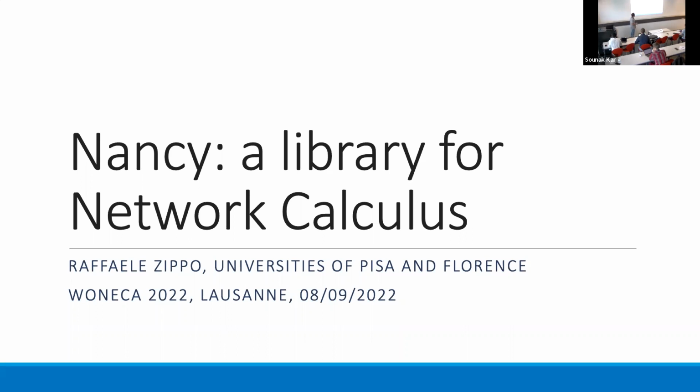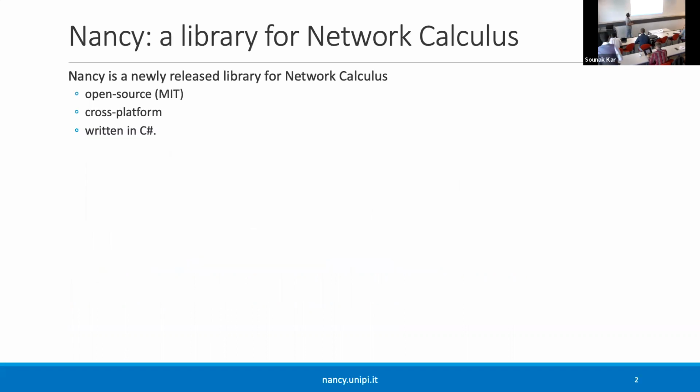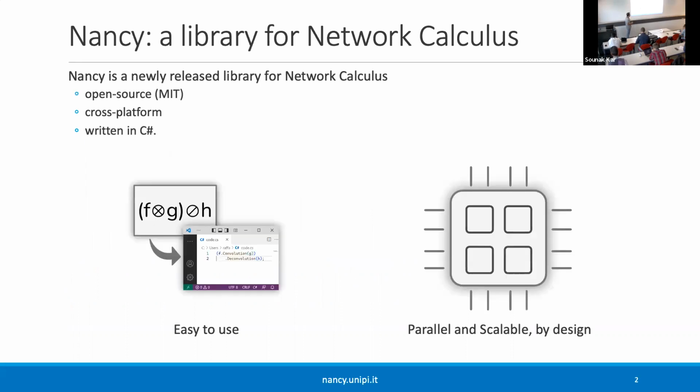So thank you. I will be presenting Nancy. As the title suggests, this is a library for network calculus. It was recently released as open source and cross-platform. It's written in C# and its main design goals are to be easy to use, meaning that you can easily translate your mathematical expressions into code and run it, and to be parallel, efficient, and scalable, meaning that it can exploit the multi-core systems that are basically everything you can buy today.